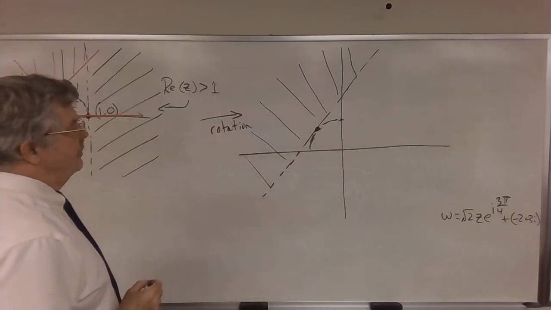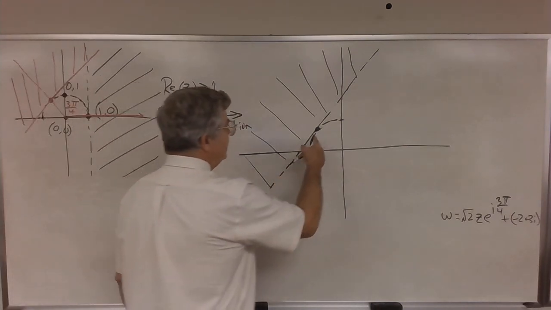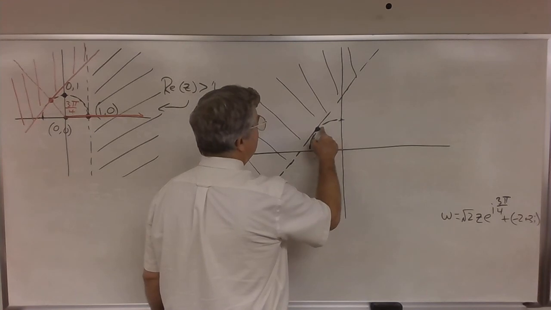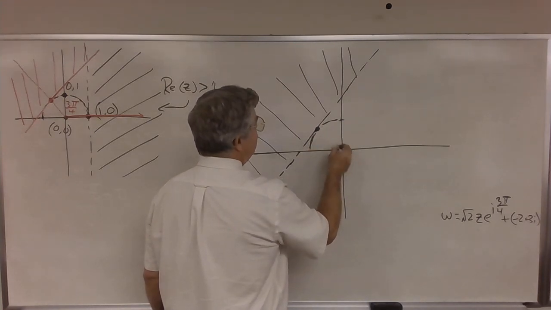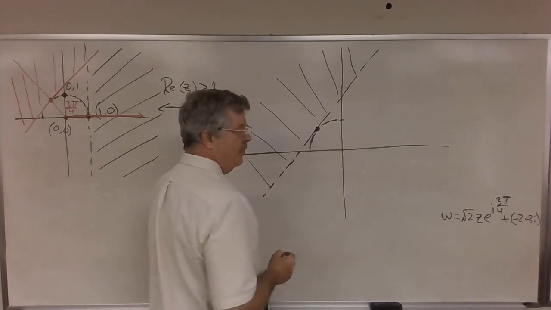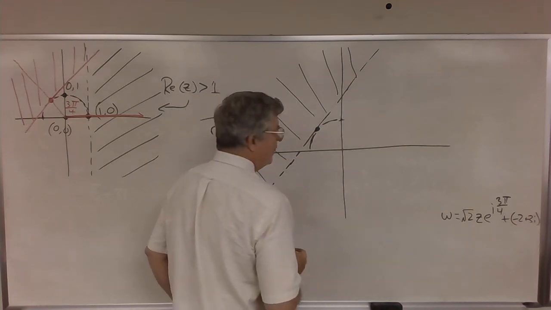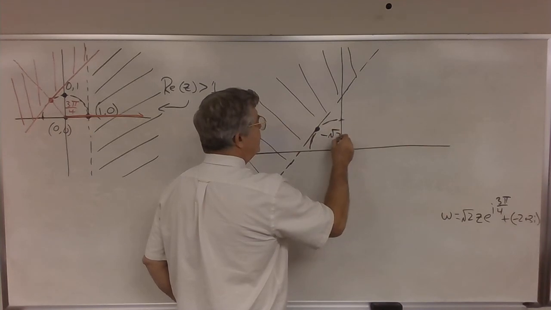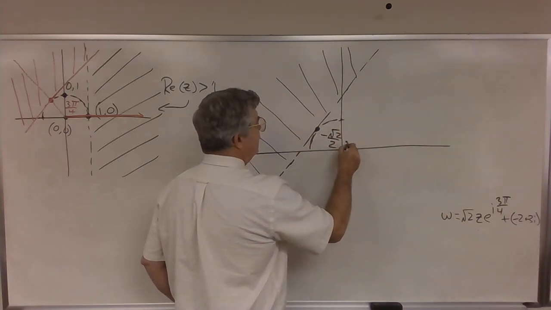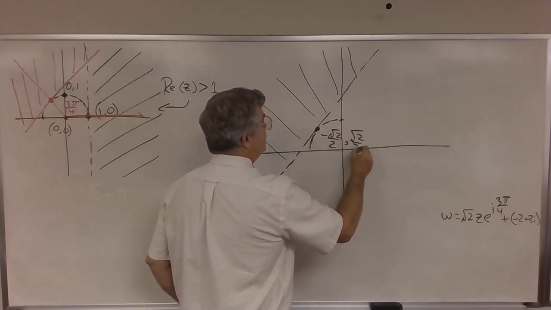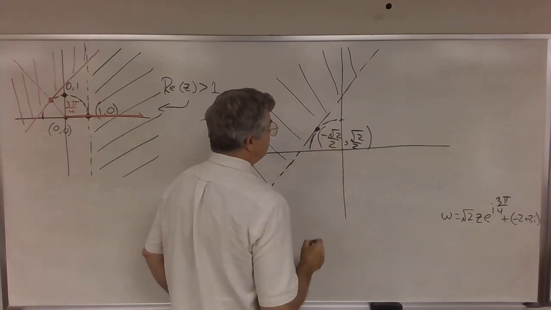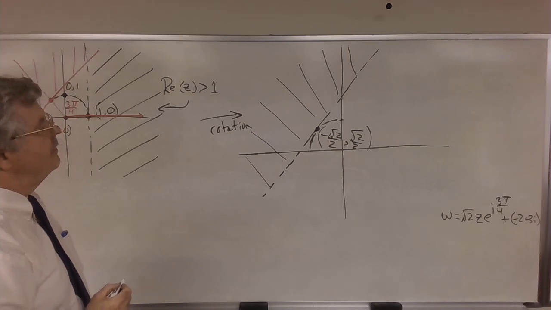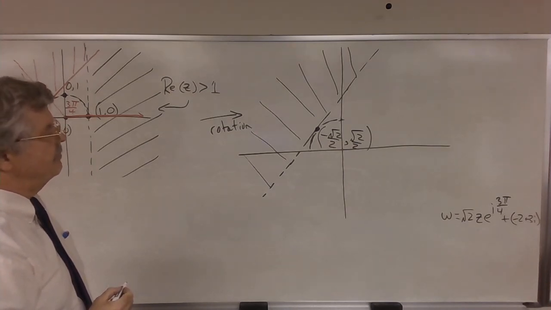Oh, and let's see what we have here. This point is on the unit circle, and it's at an angle of 3 pi over 4. So the coordinates of this point are going to have to be negative square root of 2 over 2, positive square root of 2 over 2, so that's how this thing gets rotated.